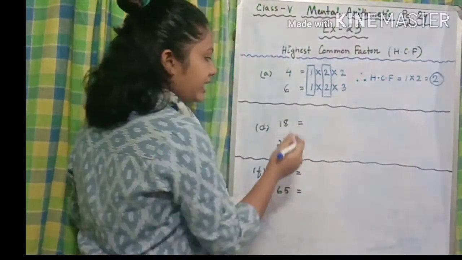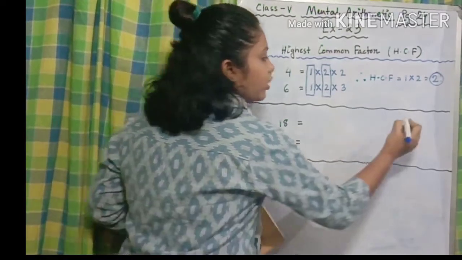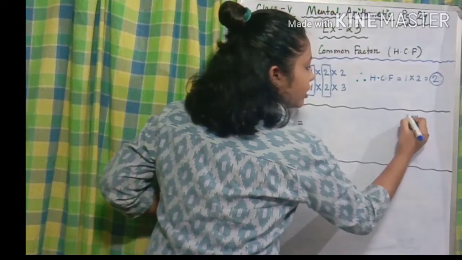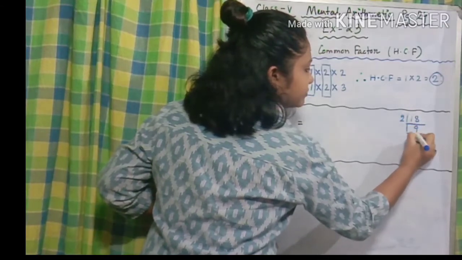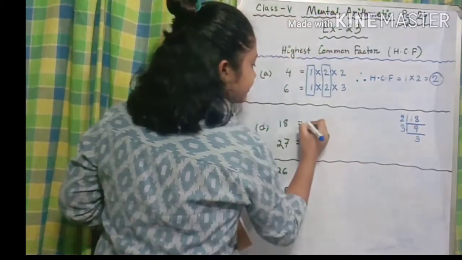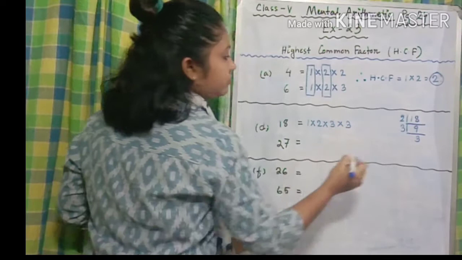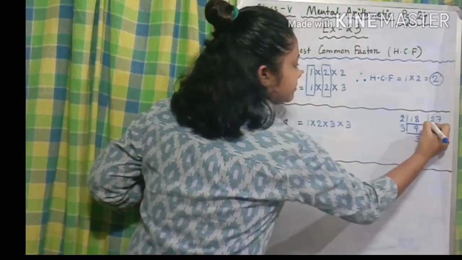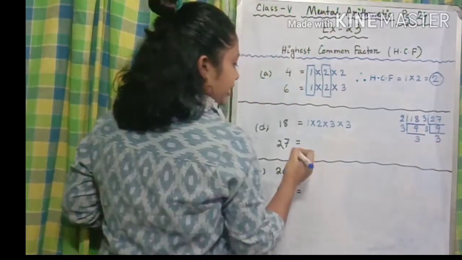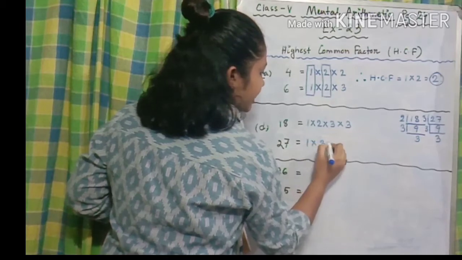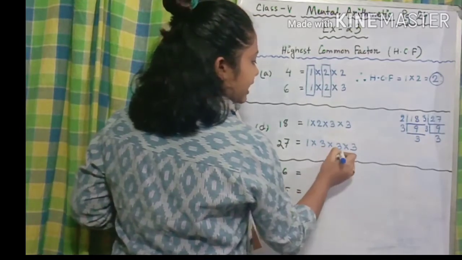Let's take another example, that is sum number D. Here we are going to split 18. For splitting 18, we know how to split it up. 2 9s are 18, 3 3s are 9. So here 1 into 2 into 3 into 3. Once again for 27, 3 9s are 27, 3 3s are 9. So here 1 into 3 into 3 into 3.